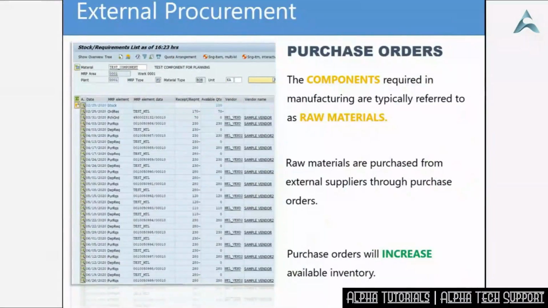The most common form of external procurement is simply purchasing a material from an external supplier or vendor, and this is done through purchase orders. Because purchase orders are a receipt element, very much like production orders, the elements will increase available inventory.